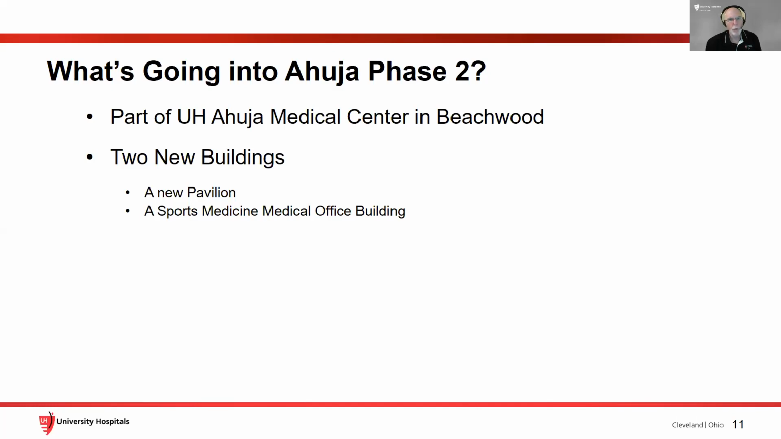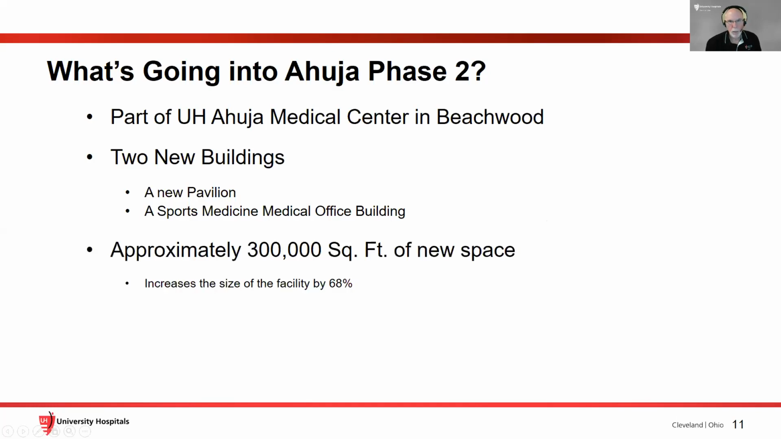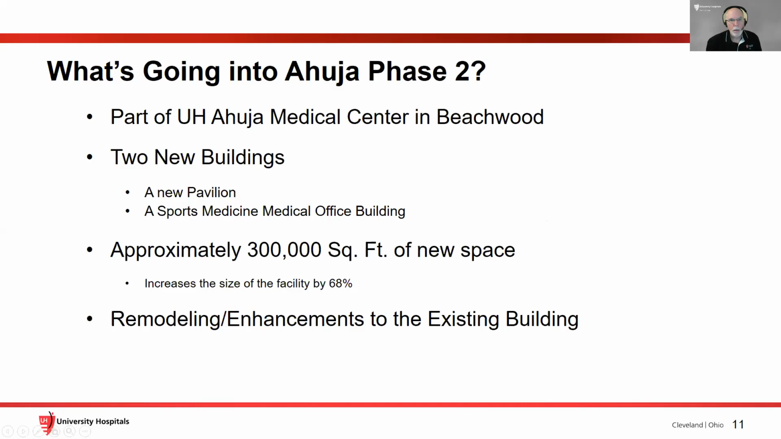Okay, this is more of an outpatient kind of facility, the sports medicine building. Okay, this has both inpatient and outpatient in the new pavilion. It's about 300,000 square feet of new space, and it will increase the size of the facility by 68%. And in addition to that, we are doing some remodeling and enhancements to the existing building. Okay. Let's have a look.